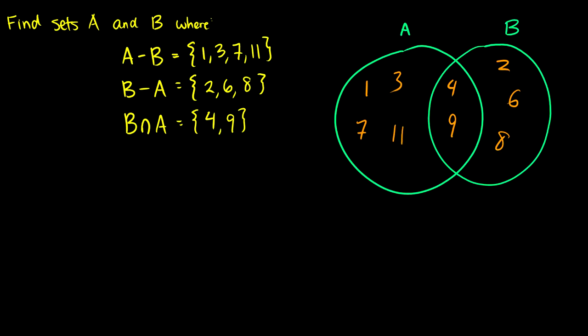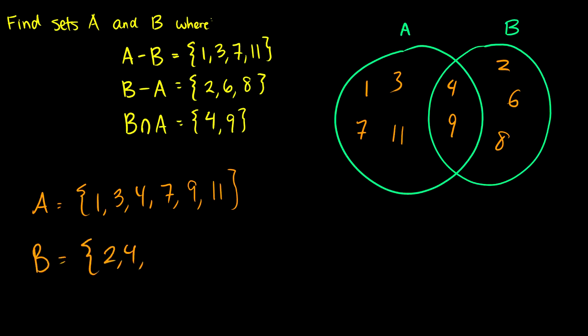So we can see that set A is going to be 1, 3, 4, 7, 9, and 11, because remember, we include everything in its set. And the set B is going to contain 2, 4, 6, 8, and 9. So the question is, how do you do this without Venn diagrams?